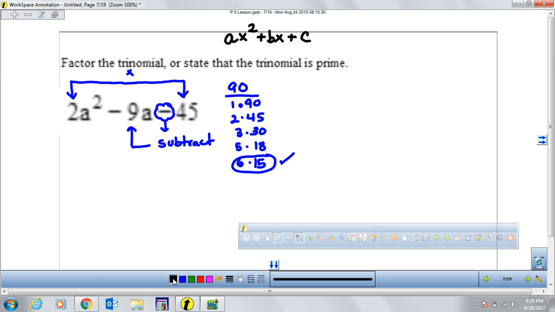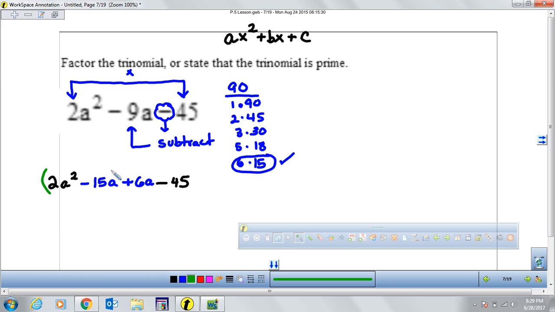So what you're going to do is make this trinomial into a 4-term polynomial. The 45 and the 2a squared are going to stay the same right here, but the negative 9a you're going to change into the two factors that we got here, which are the negative 15a and the positive 6a. That is the same as negative 9a. Now, if you notice, we made this into a 4-term polynomial, which means we can factor this polynomial by grouping again.